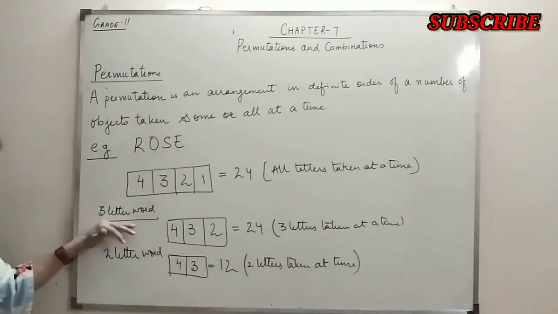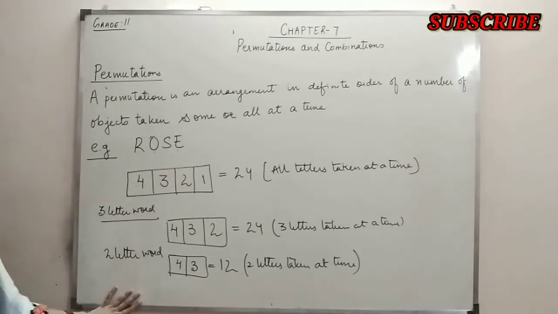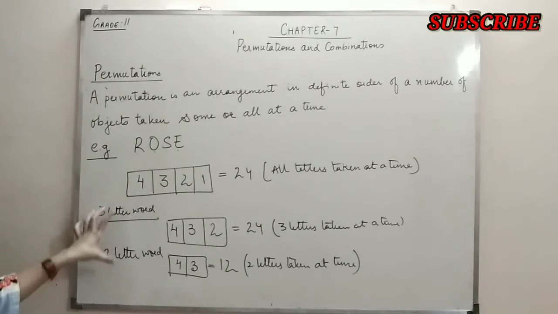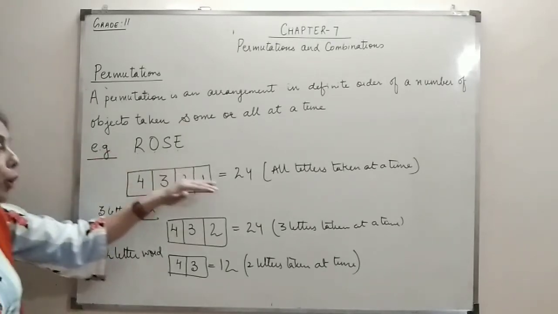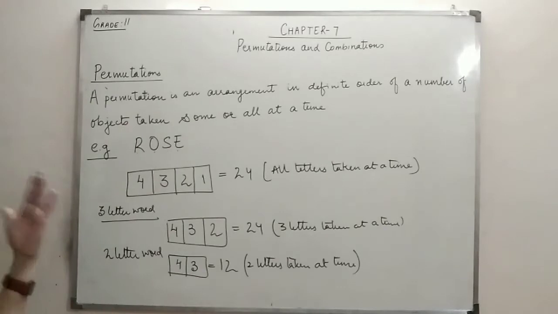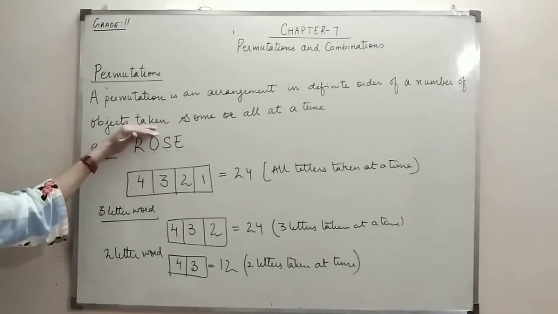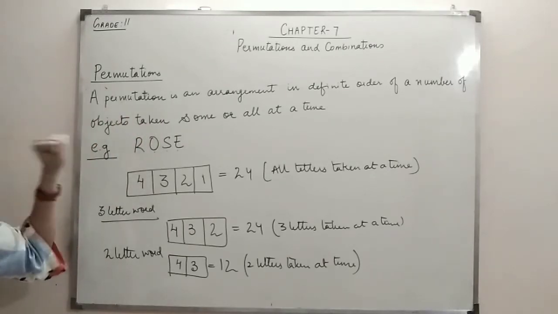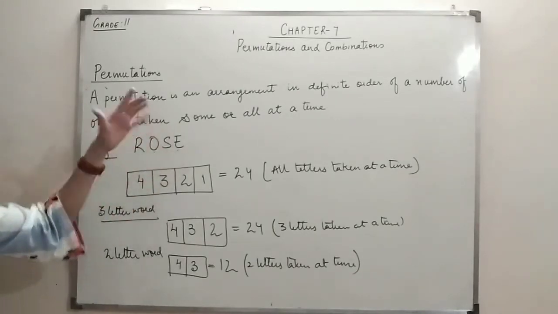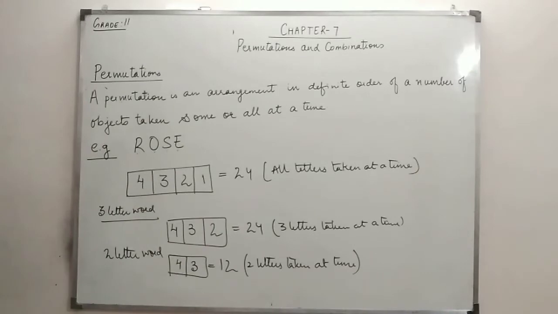If we are taking a 3-letter word or 2-letter word or 1-letter word, this is permutation followed by a combination, because first we are selecting also. So this is the pure permutation when we are choosing all at a time. But when we are taking some at a time, then we can say this is permutation followed by combination. I hope the meaning of the definition is clear to you. Permutation is an arrangement in the definite order of a number of objects, taking some at a time or all at a time.